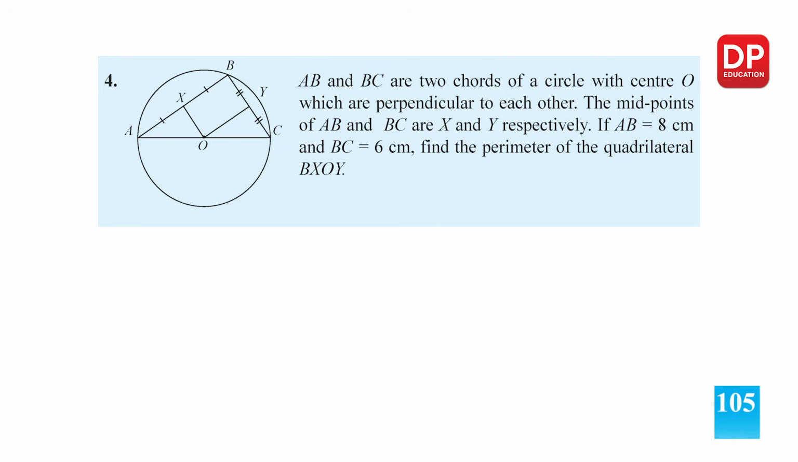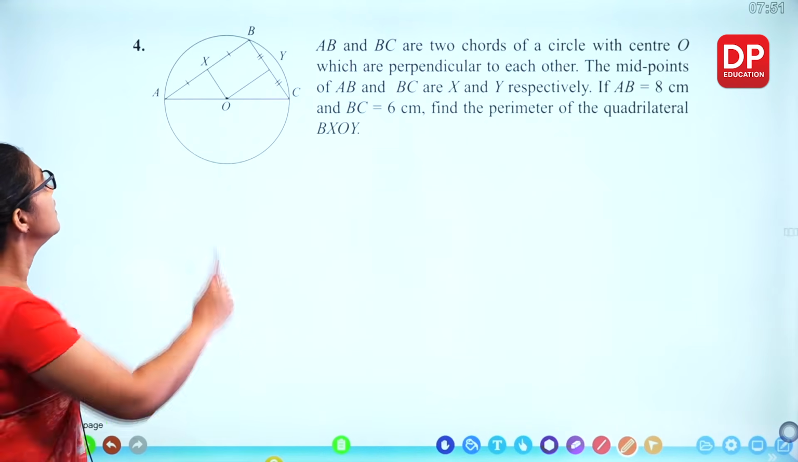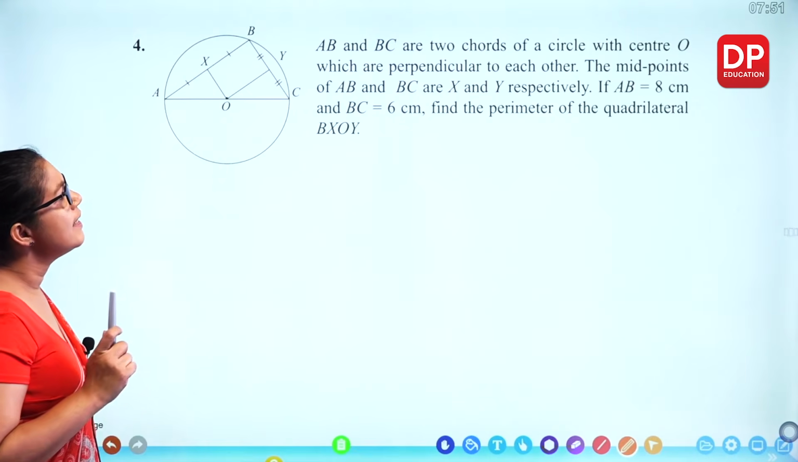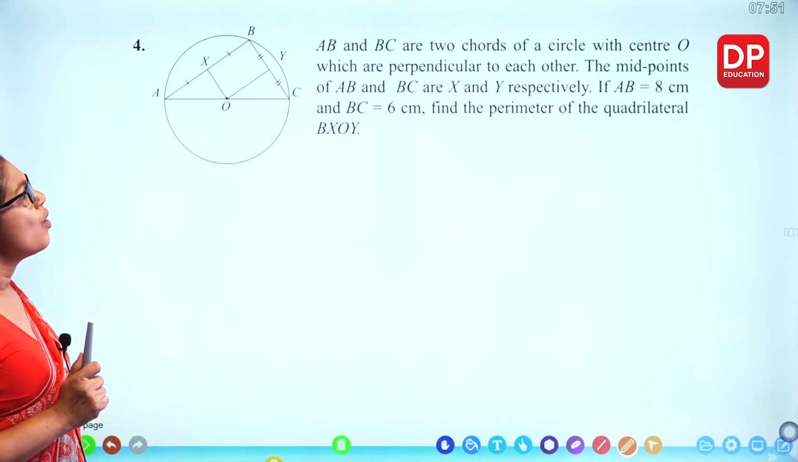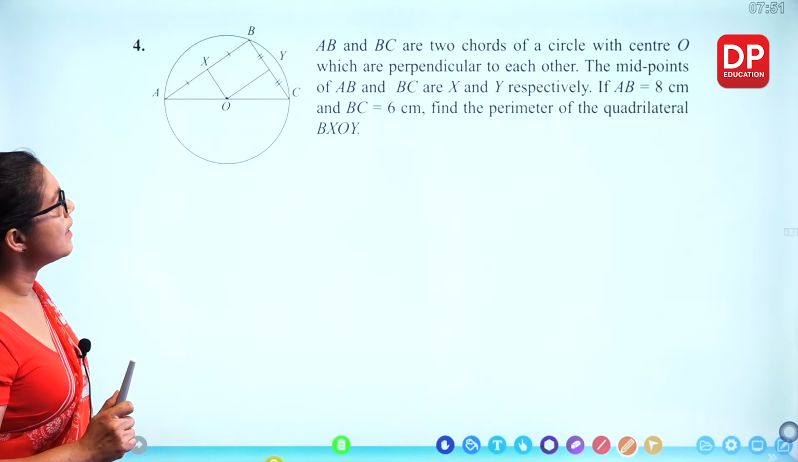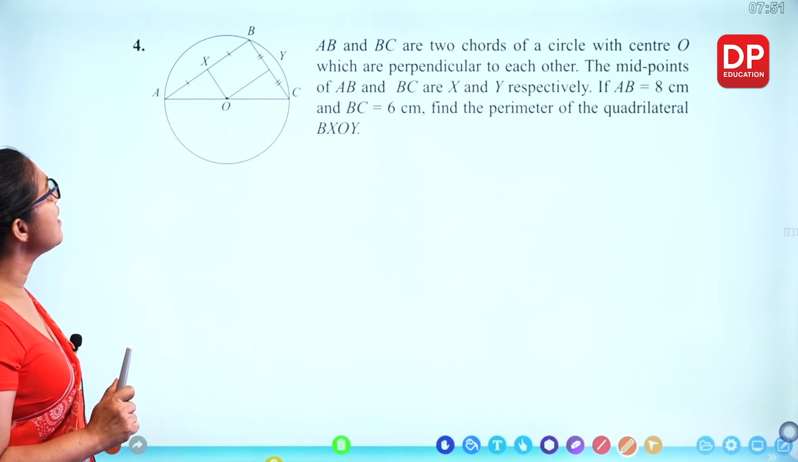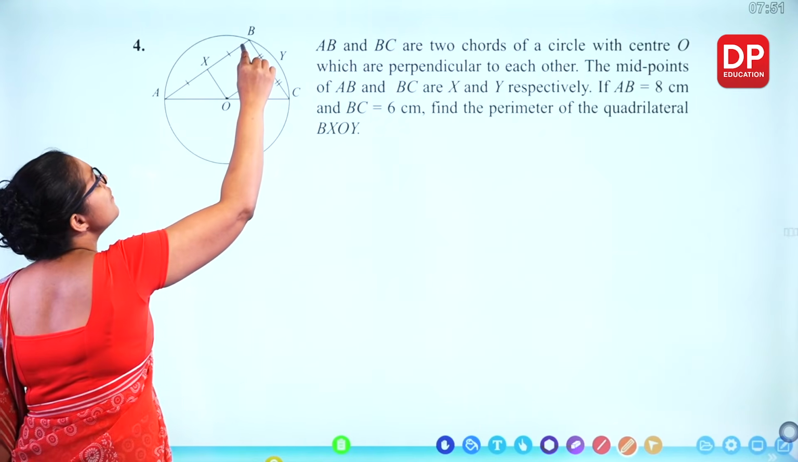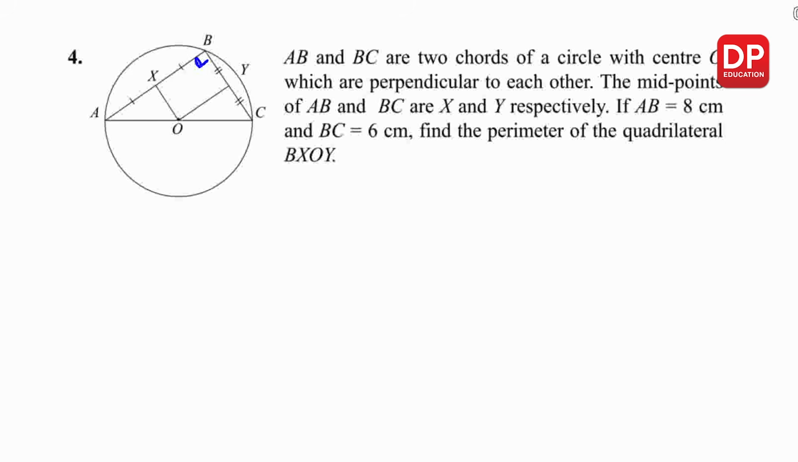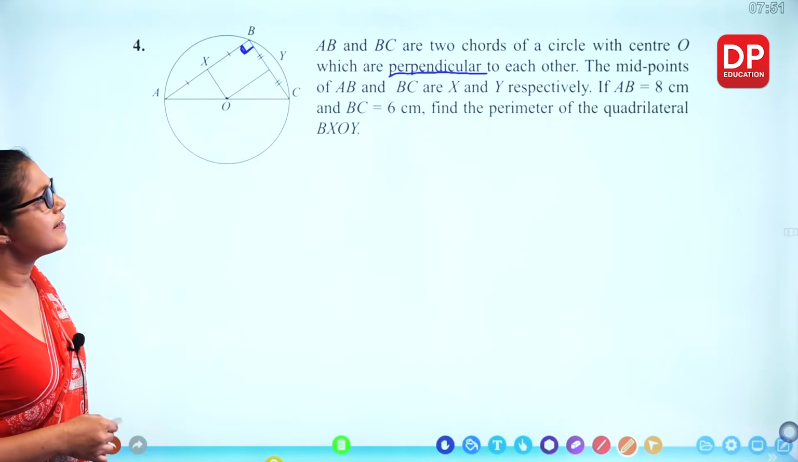Now we'll take the fourth question. In the fourth question, it says AB and BC are two chords. So these are two chords and center is O, and also both are perpendicular. So AB and BC are perpendicular. So that means it's given, this is 90. Here perpendicular means this angle is 90 degrees.